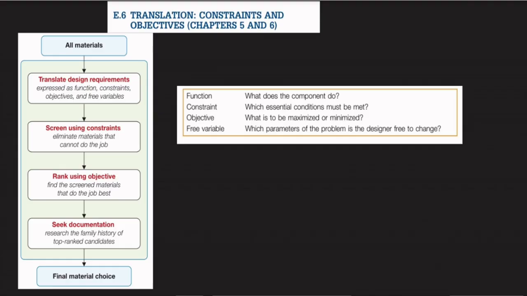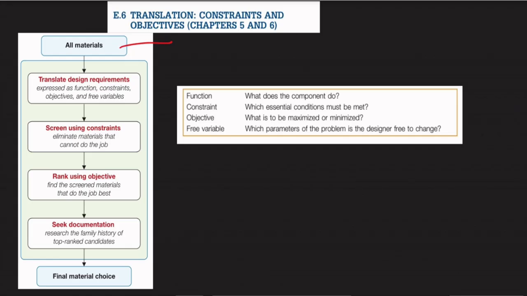In today's video, we'll be looking at questions in exercise 6, which covers all the translation step questions for chapters 5 and 6. So you know that whenever you're selecting a material for a particular design, there are steps that you have to follow. First, before you start your selection, you have all the materials available to you.